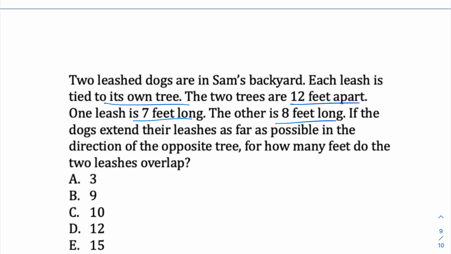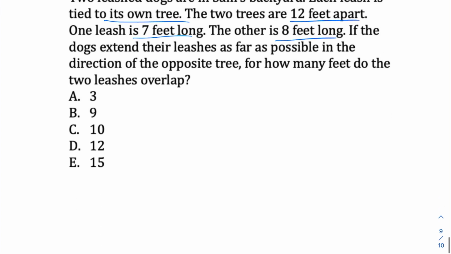If the dogs extend their leashes as far as possible in the direction opposite of the tree, for how many feet do the 2 leashes overlap? So just for some visual, this is a tree, this is a tree. We have a leash for one dog going this way. Also, the distance between is 12. This one is going 7 feet.